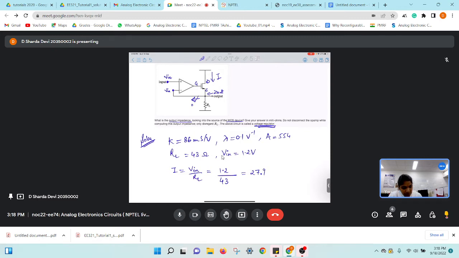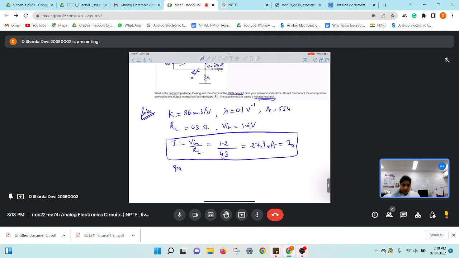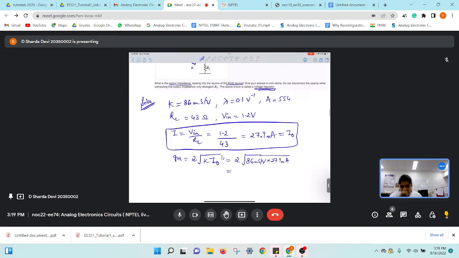Right? We can write it, no? So if we calculate this, it turns out to be 27.9 milliamperes. And this is also equal to ID, that is the drain current from the MOSFET. Now since we know ID, can we find out GM? What is the expression for GM in MOSFET? You already know K and you already know ID, so you can write GM as 2 root under KID. So this is 2 root under 86 millisiemens per volt into 27.9 milliamperes. How much is this? Can you quickly calculate? What is the value of GM that you are getting?